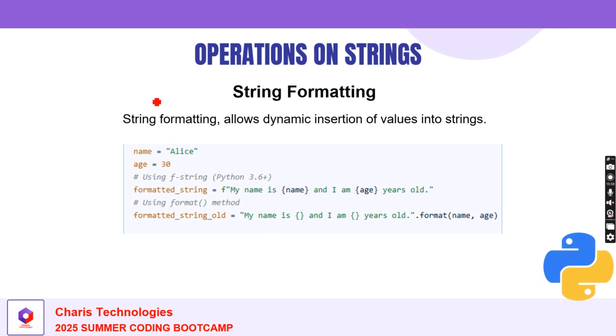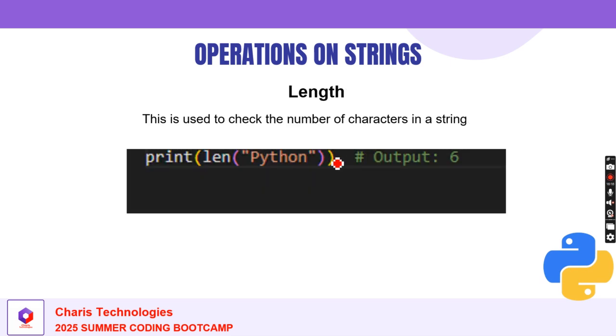Alright, string formatting. String formatting allows you to insert any value into a string. Normally if you want to insert other values inside strings, Python will not allow you to do that. But you can use string formatting, or you convert by casting. Now length is used to check the number of characters in a string. So if you print length of Python, it will give you the output of that.